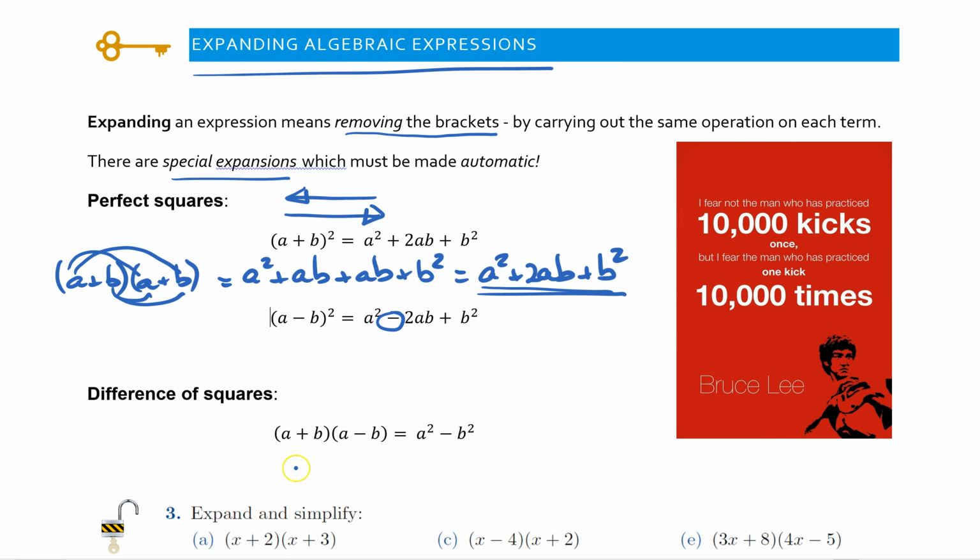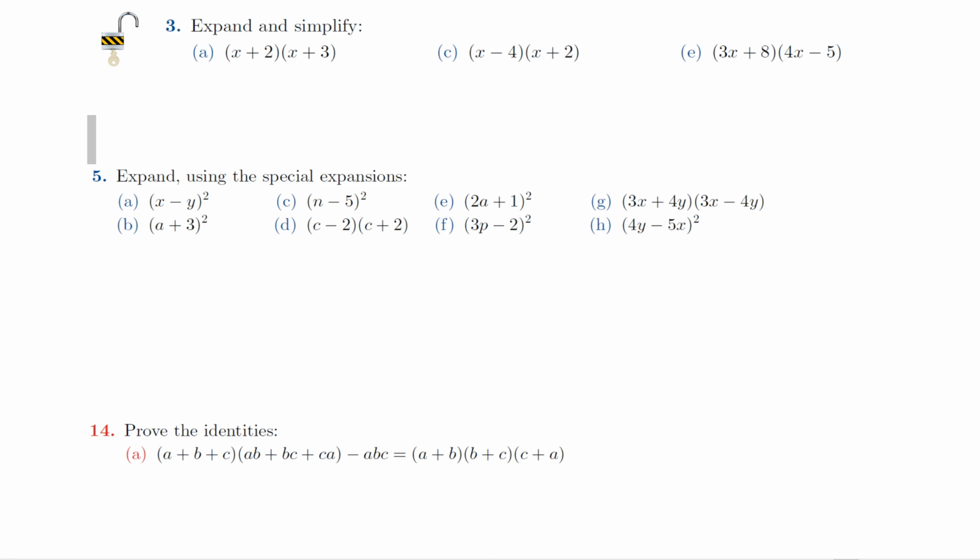So if we multiply them out, we've got an a times an a, minus ab plus ba, and minus b squared. So of course these two cancel each other out, and we've got a squared minus b squared. So let's have a look at some of these examples. Now, I'm not going to do all of them again, but they're there for you to practice if you wish. So I'll just do this one here.